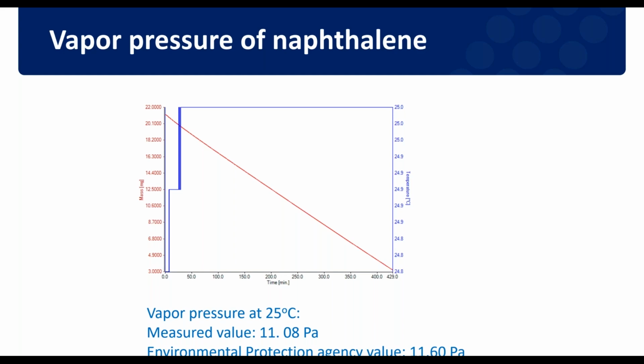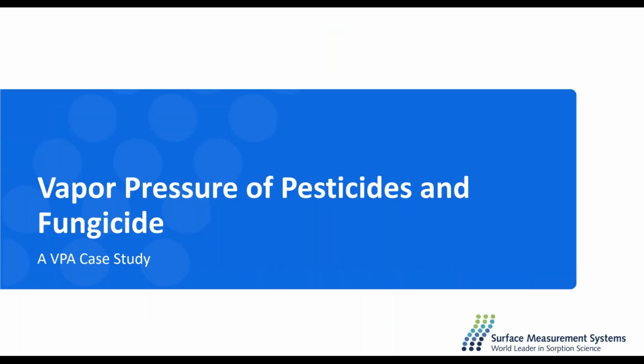Similarly, for higher pressures, we can also do a calibration with naphthalene, which has a vapor pressure of 11 Pascal at 25 C. Good correspondence with the EPA value of 11.6 Pascal. So now we're going to go into a couple of case studies of the Knudsen diffusion method. It's just a few data points with various applications.